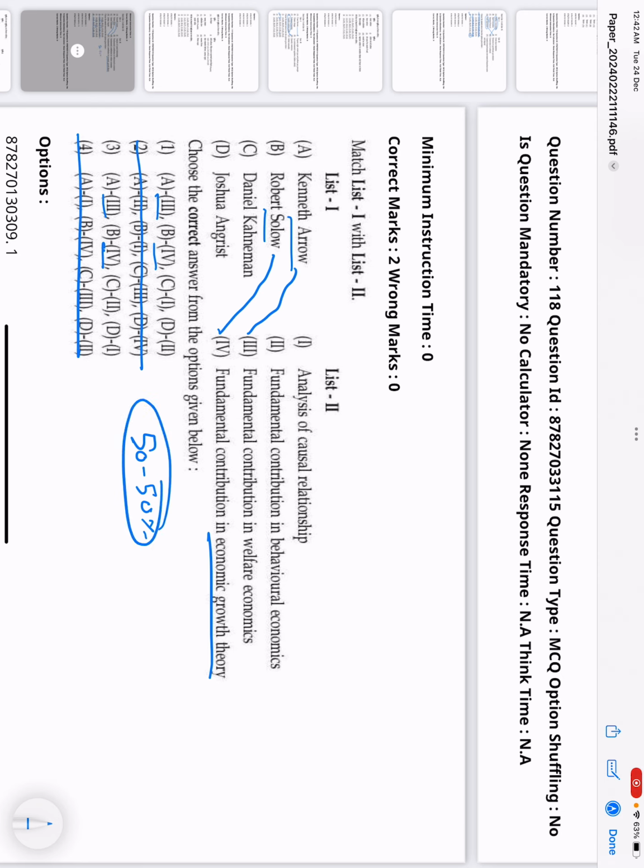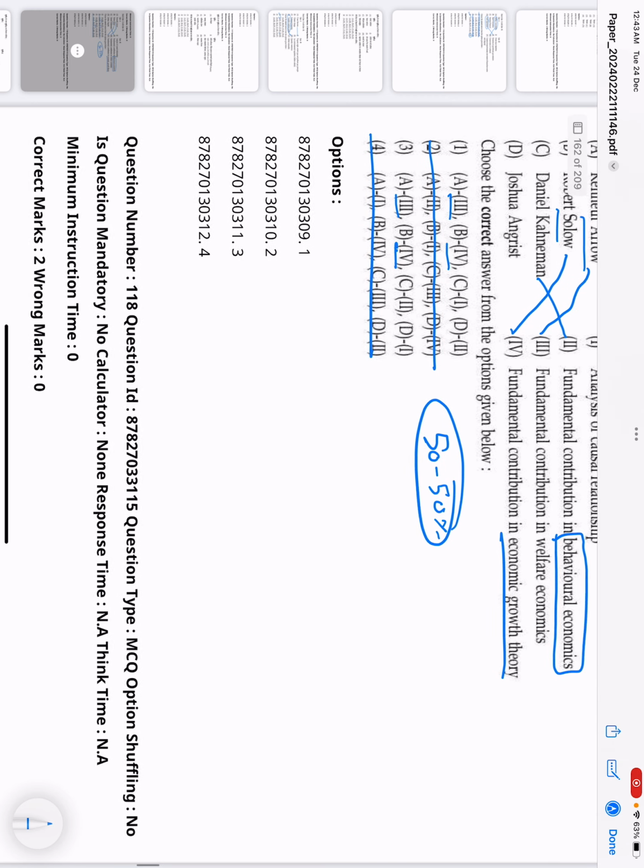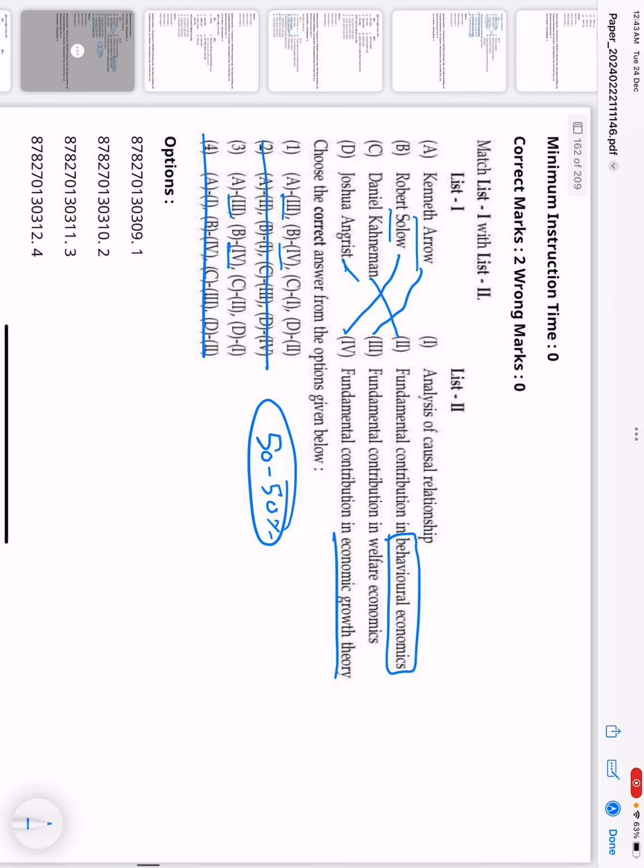But since behavioral economics is also getting noticed nowadays, because they have won a recent Nobel Prize in behavioral economics, if you have any idea, it would be Daniel Kahneman for behavioral economics. And Joshua Angrist worked on the analysis of causal relationships. Okay.